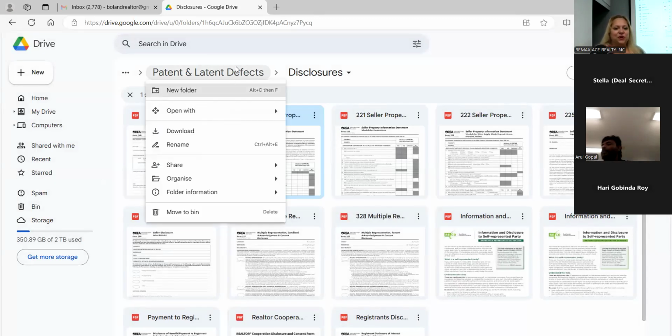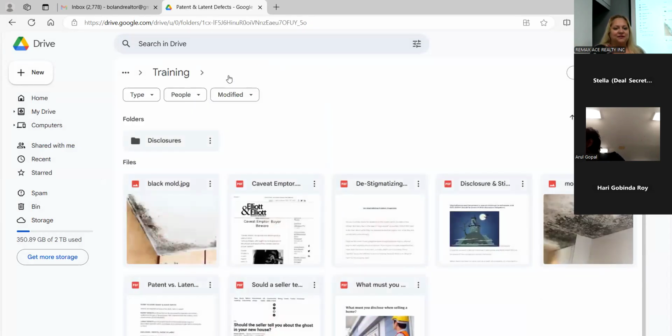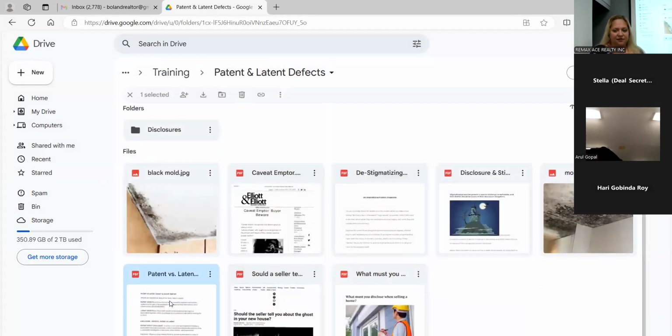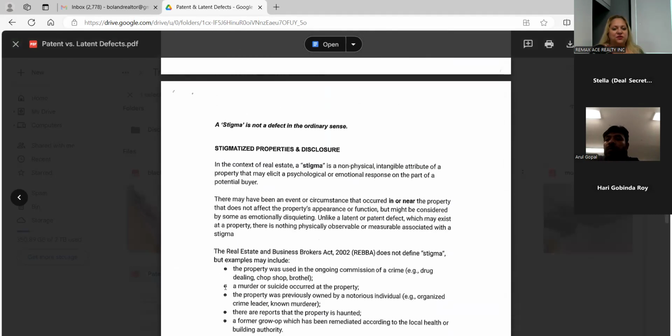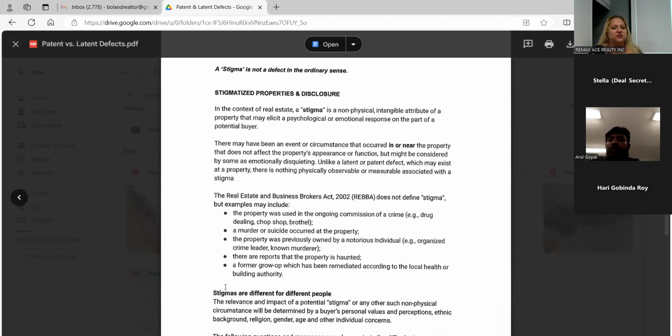We'll go back to patent and latent defects here. Okay, so disclose, disclose, disclose. So now we're going to go on to stigma. What is a stigma?